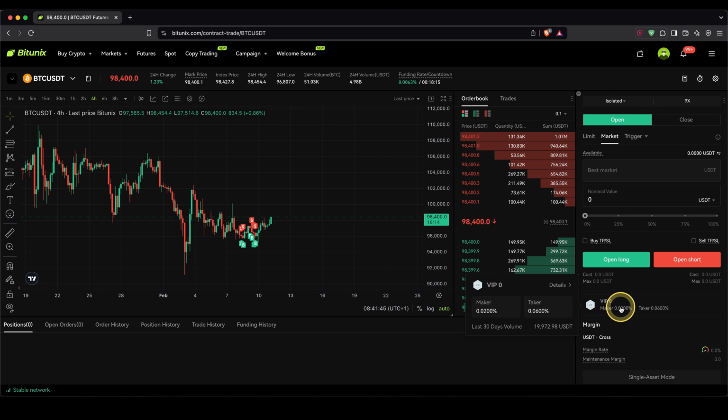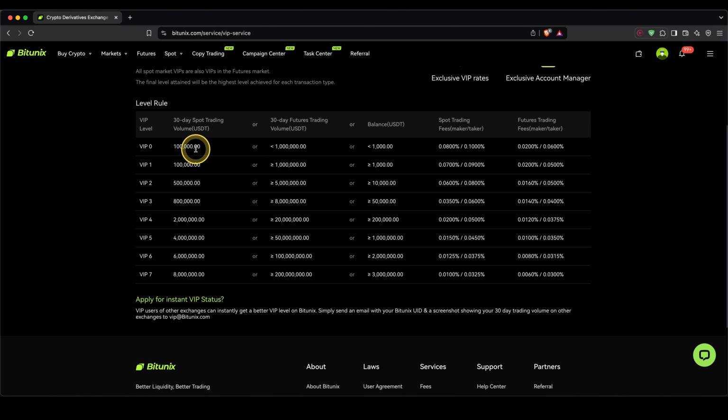If you hover your mouse over the fees right here and click on details, you will see that they also have different VIP tiers. So the more you trade over time and the higher your USDT balance on your account is right here, the lower your futures fees will get. As you can see, the 0.02 and 0.06% are only the starter. But for example, when you already have more than $10,000 in your account, your fees are already much lower. So that way your fees can also decrease over time quite a lot.